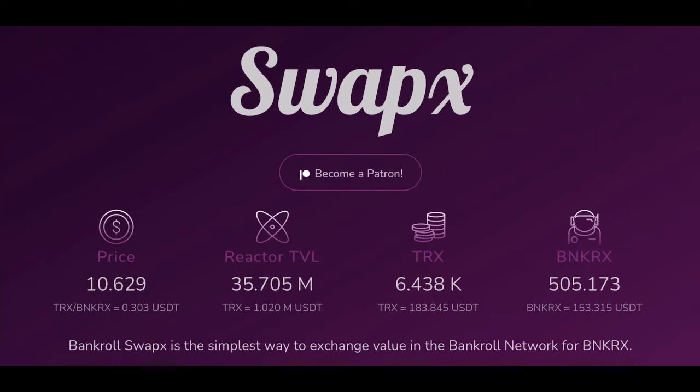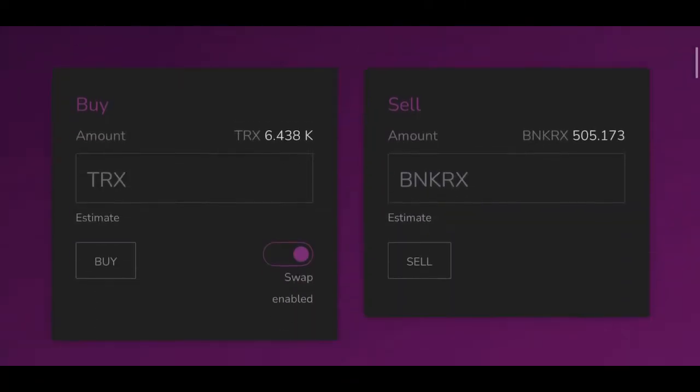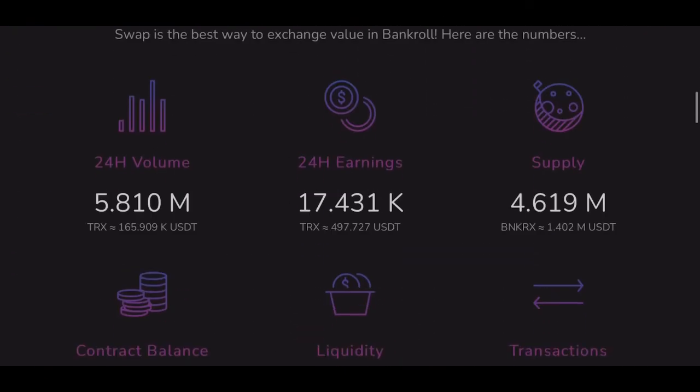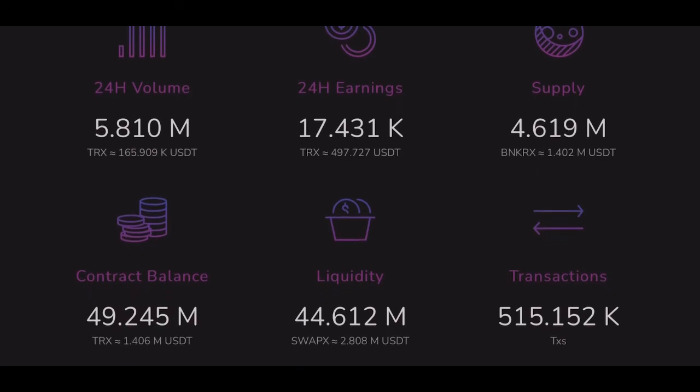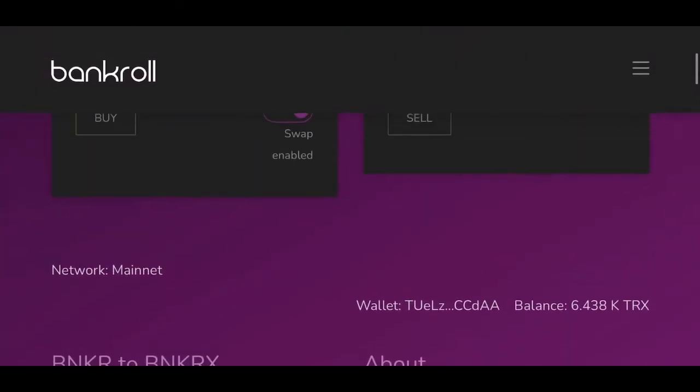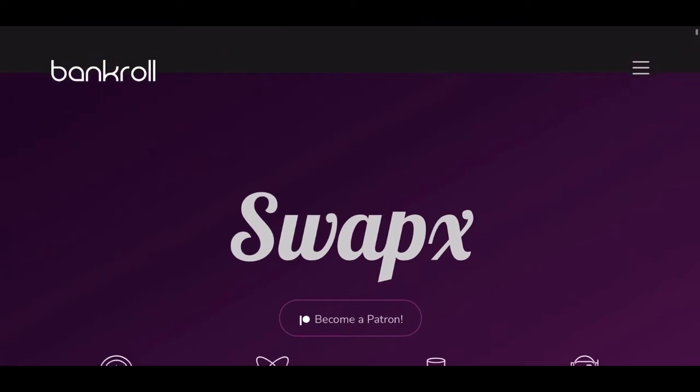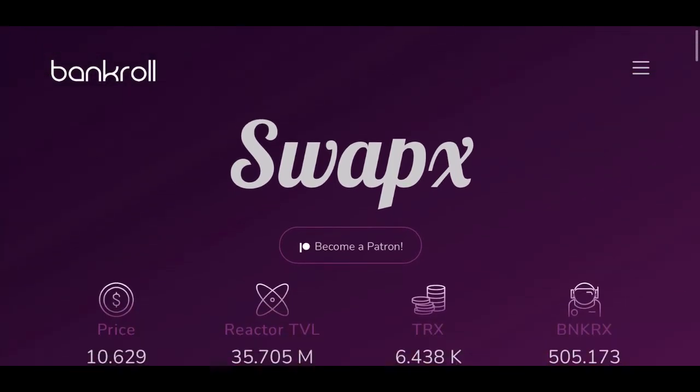And then obviously we've got statistics such as the amount of liquidity that we have locked in and the amount of supply of Bnkrx. So liquidity is looking very healthy, just under $3 million of liquidity, and the contract balance has over 49 million Tron in there. So it's a really, really good time to get into Bnkrx, to pick up some cheap Bnkrx. So let me head on over to the Bankroll Flow page.